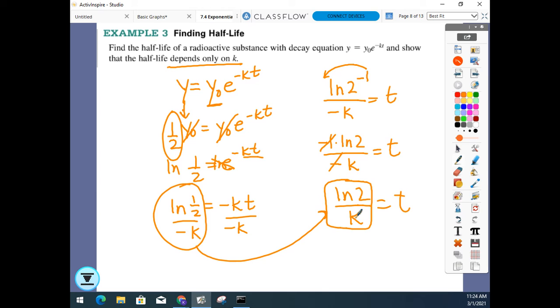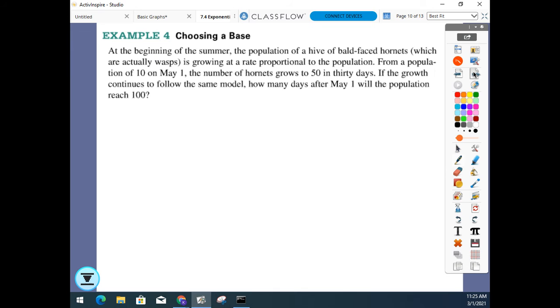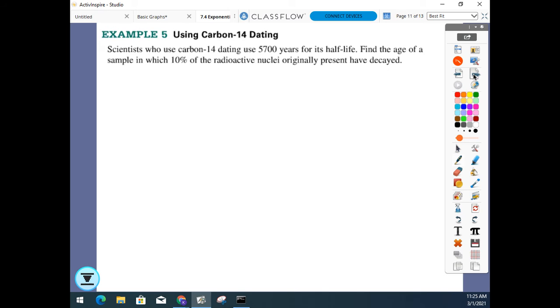Oh, and that's what the definition says. Half-life will always be ln2 divided by k. All right. For some reason, I just always skip this problem, so we're just going to skip it.